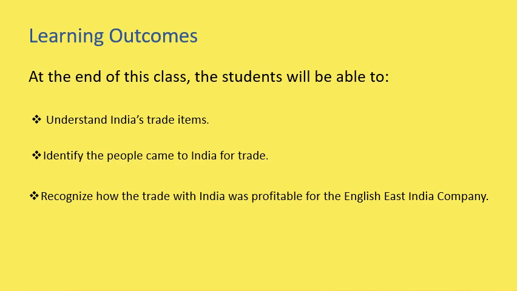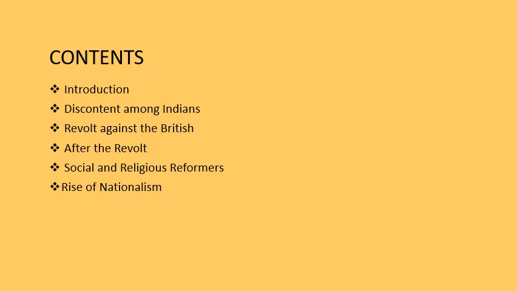Learning outcomes. At the end of this class, the students will be able to understand India's trade items, identify the people came to India for trade, recognize how the trade with India was profitable for the English East India Company. In this lesson, we will cover few points like introduction, discontent among Indians, revolt against the British, after the revolt, social and religious reformers, and rise of nationalism. Today's class we will discuss about the introduction and discontent among Indians.